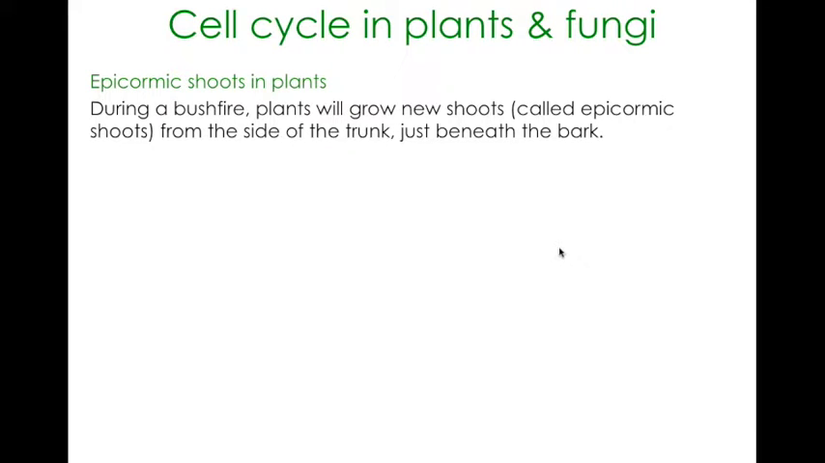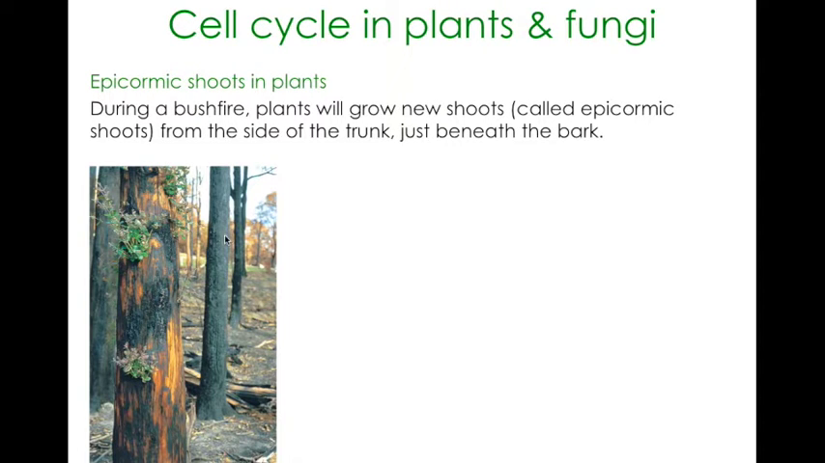However, the part that is growing forms what we call epicormic shoots. So here's an image of a tree that has just been burnt, and you can see from the side of the trunk new epicormic shoots coming out from the side. So that particular area is the growing part of the plant, and it only forms one particular layer, just beneath the bark, which is the living tissue.